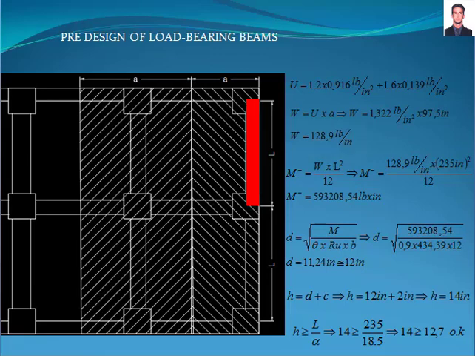Now we calculate the theoretical moment with this equation, resulting in 539,208.54 pound-inch. The depth of the beam is 11.24 and we approximate it to 12 inches. The height of the beam is 14 inches.